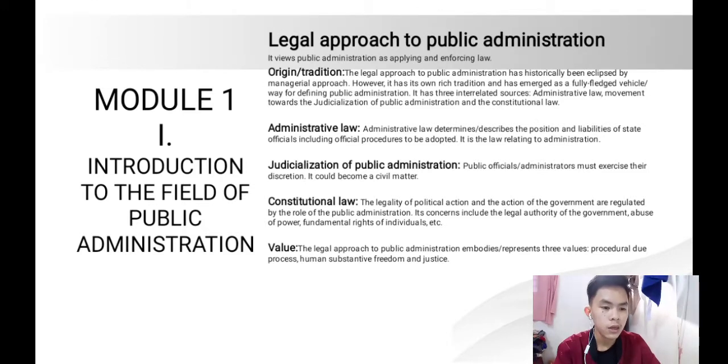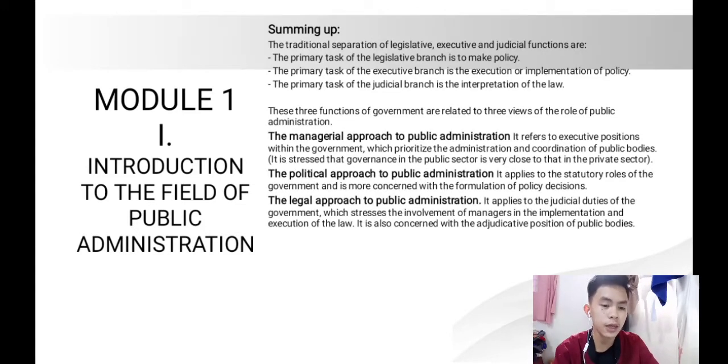To sum up, the traditional separation of legislative, executive, and judicial functions: the primary task of the legislative branch is to make policy. That is very clear. The primary task of the executive branch is the execution or implementation of the policy. Thirdly, the primary task of the judicial branch is the interpretation of the law, whether it is really applicable, sustainable, or effective and essential at the end of the day.